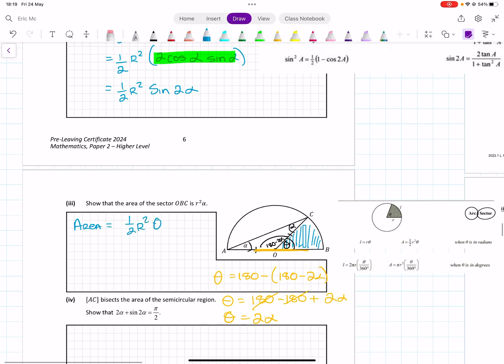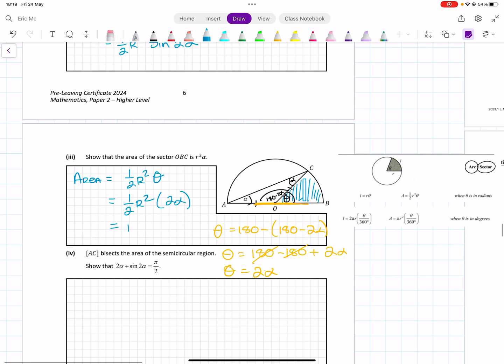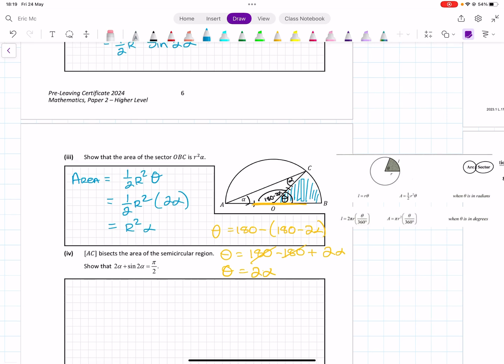Half r squared theta, and we now know that theta is 2 alpha. Half multiplied by 2 is 1, so that's r squared alpha. Sorry, the writing. Okay, hopefully that's okay. So there was a bit of old school geometry there. The 3 angles adding up to 180, the straight line also adds up to 180. So I just did some subtractions, which eventually got me a version of theta. And then just be careful that we were told at the start that it was in radians, so you choose the right formula.